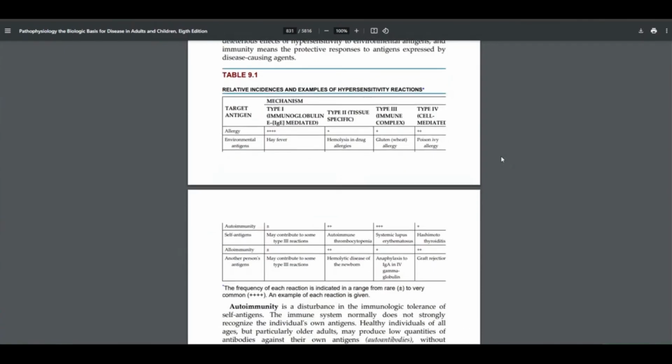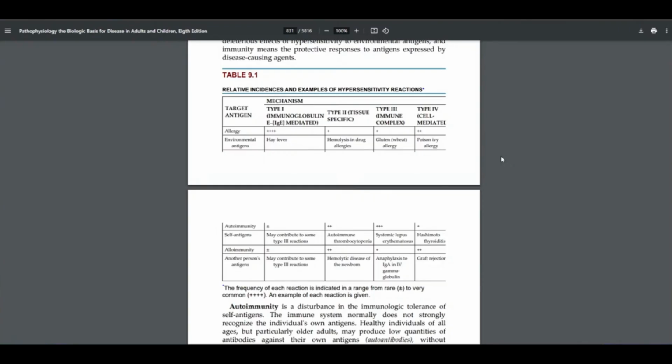So, an example of this is environmental antigens in allergies, such as hay fever, which may contribute to autoimmunity via self-antigens, which may contribute to some type of type 3 reaction. I don't think there's a positive or negative alloimmunity. And another person's antigens may contribute to some type of type 3 reaction. Ooh, okay.